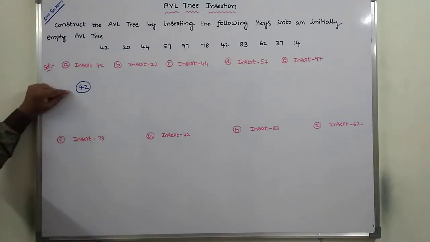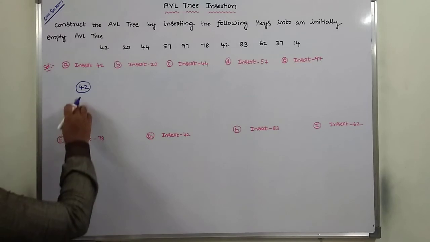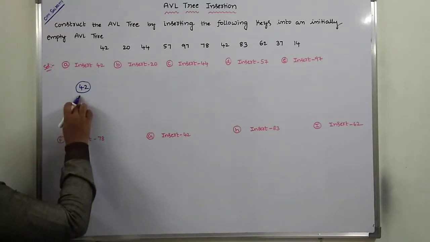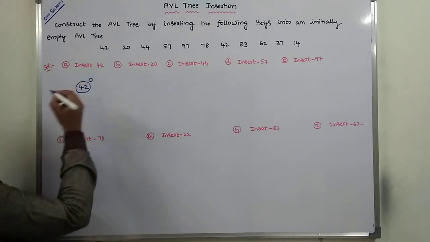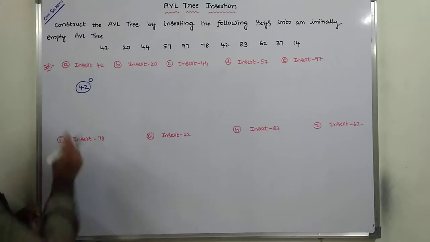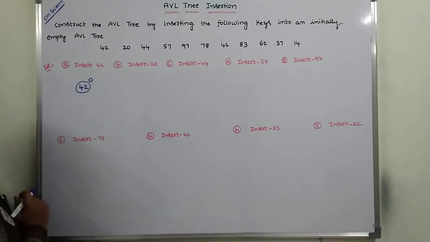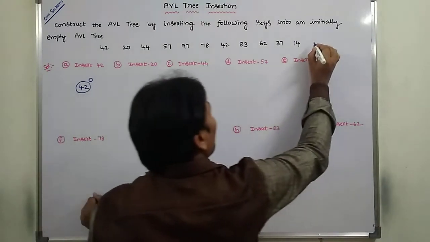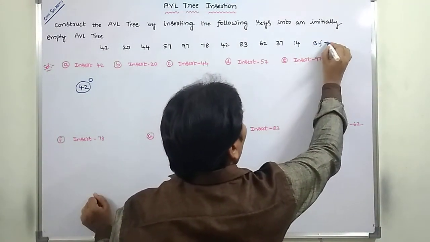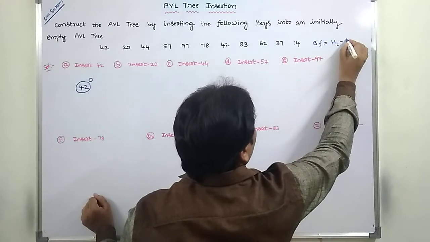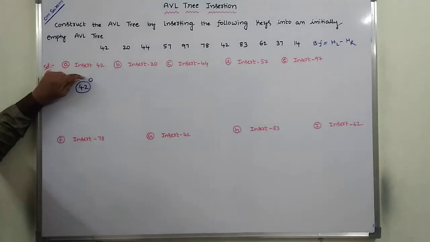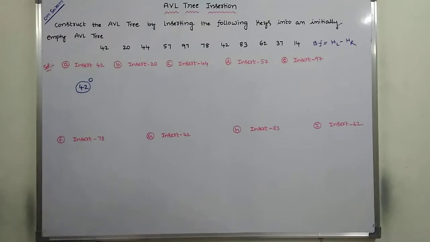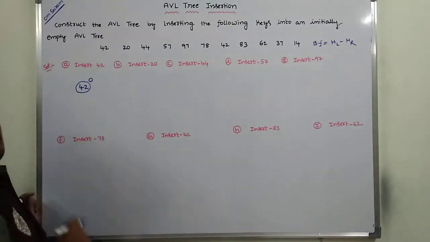Okay. Now what is the balance factor of 42? For node 42, there is no left subtree. Height of left subtree is 0 and height of right subtree is also 0. The balance factor is denoted by BF. Here balance factor BF is equal to height of left subtree minus height of right subtree. So 0 minus 0, that is equal to 0. Now this is the AVL tree.